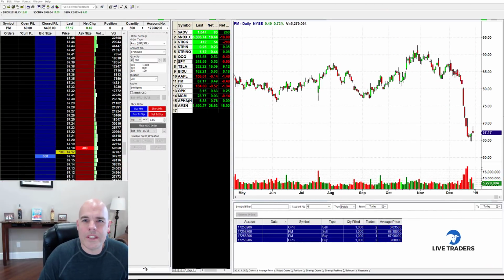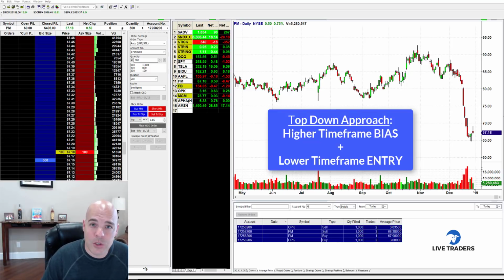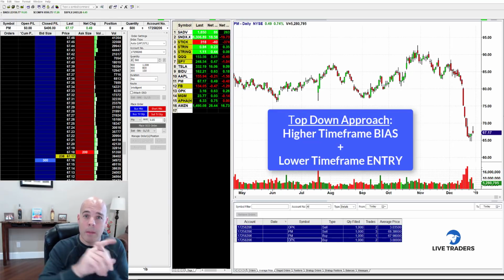As always, we start with the daily chart. So let's take a look at the daily chart of PM and take it from there. We call this the top-down approach, okay? We use a higher time frame for the bias, and the bias would be long, short, or neutral. And once we have the bias, then we can drill down to lower time frames and find an entry, right? So we have two things we look for: the bias time frame and the entry time frame.